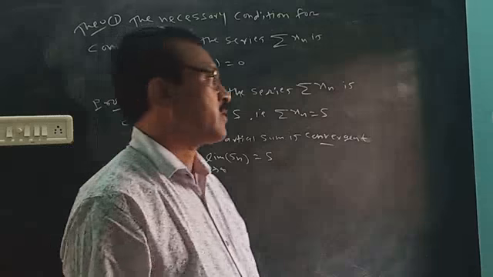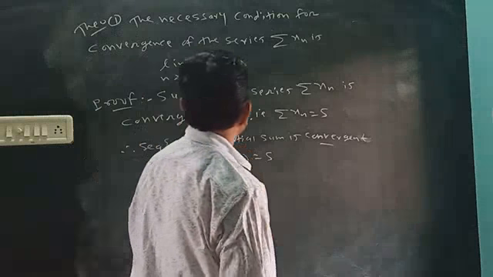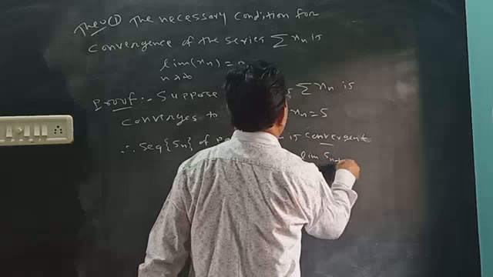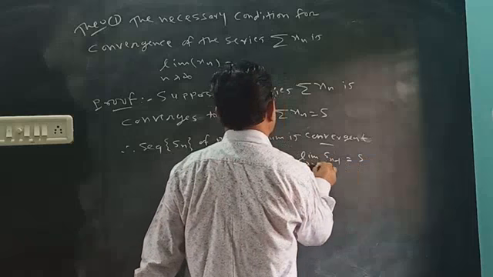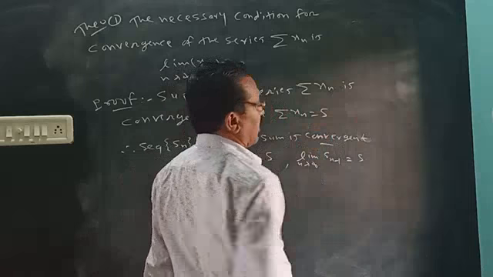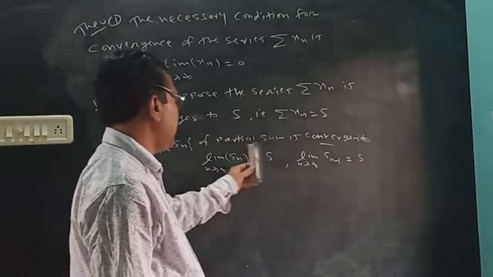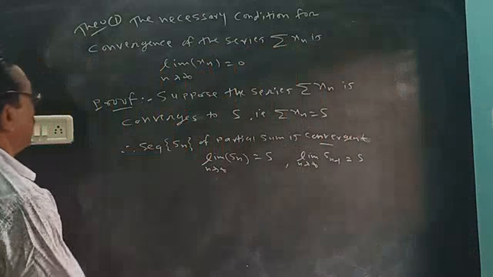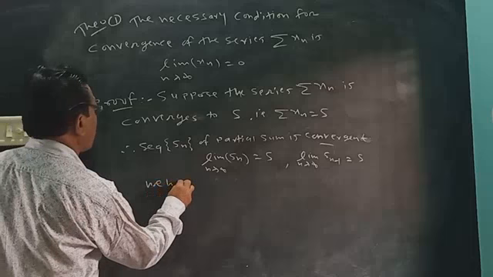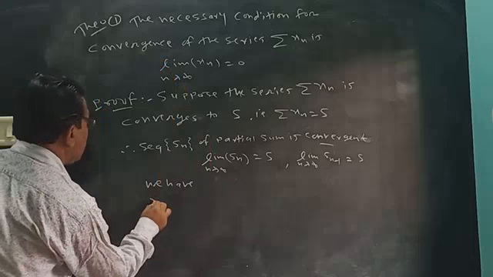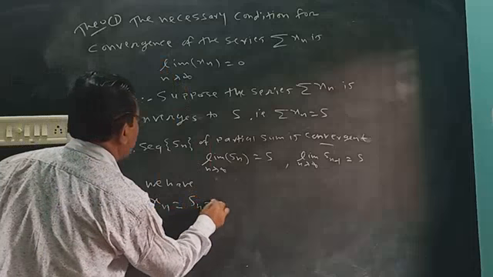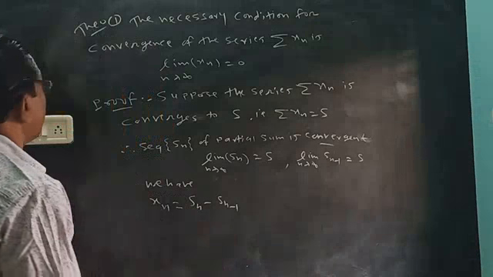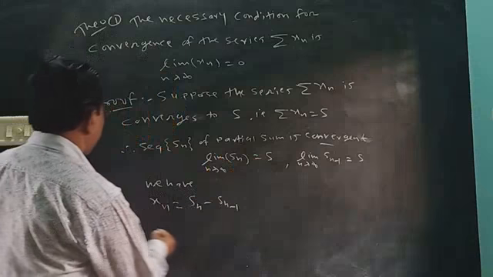Convergence means the limit exists. So the limit of Sn will equal s. That means the limit of S(n minus 1) is also s, the same, because n tends to infinity. So the limit of Sn will be s, the limit of S(n minus 1) also s, S(n plus 1) also s. Now by the theory, the nth term xn will be Sn minus S(n minus 1), as in the definition.